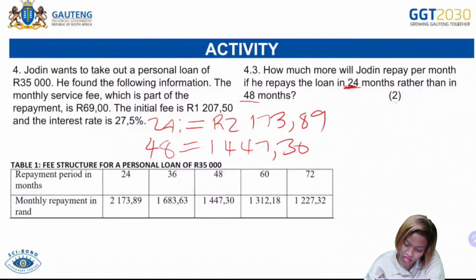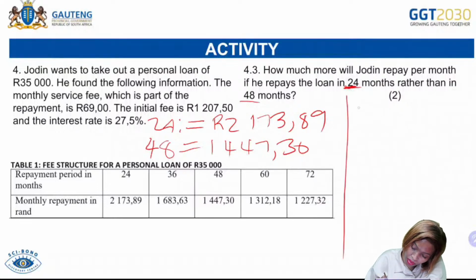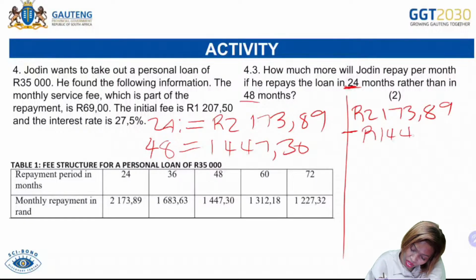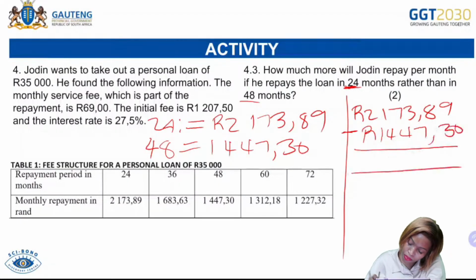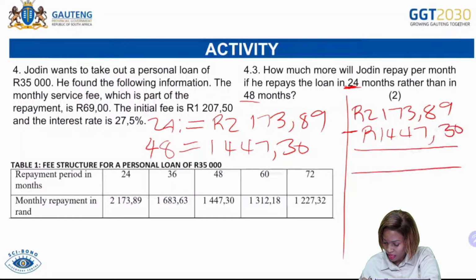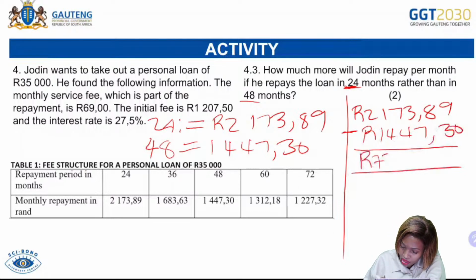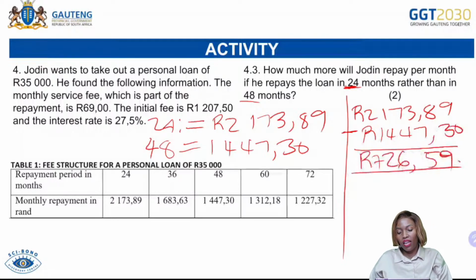So the difference is we want more. When we want more, we actually want the difference. Then you will say 2,173.89, then we subtract 1,447.30. Let us all punch this in our calculators. 2,173.89 minus 1,447.30. And the answer that I'm getting there is 726 rand and 59 cents. That is the answer that I am getting.